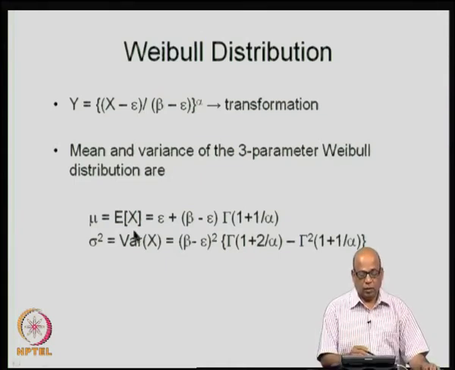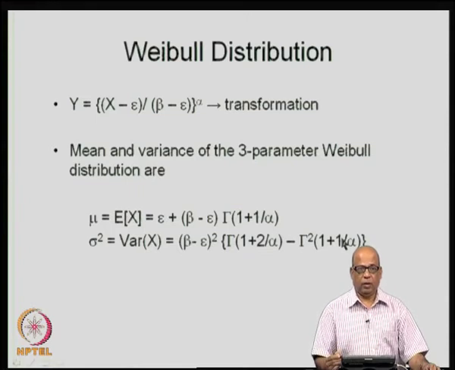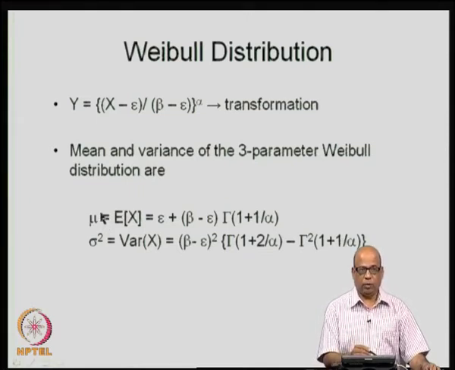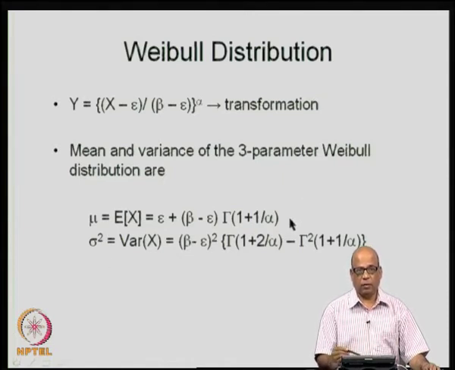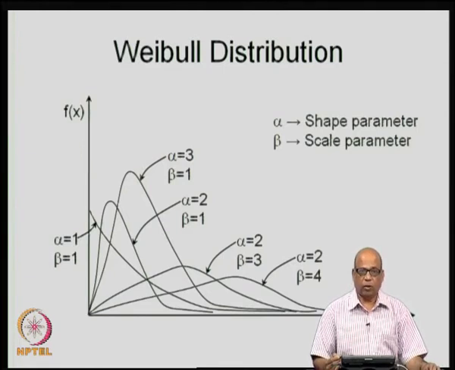Now, in this case again the moments, that is the first moment mu is given by epsilon plus beta minus epsilon gamma function 1 plus 1 over alpha, and the variance, which is the second moment about the mean, is given by beta minus epsilon square and gamma function of 1 plus 2 by alpha minus the square of the gamma function of 1 plus 1 by alpha. So, again from the sample estimates of mu and sigma square, you should be able to get the parameters alpha and beta, also using the third moment in that particular case, if we have 3 parameters. We will discuss the parameter estimation hopefully in today's class, the methods of parameter estimation for different distributions.